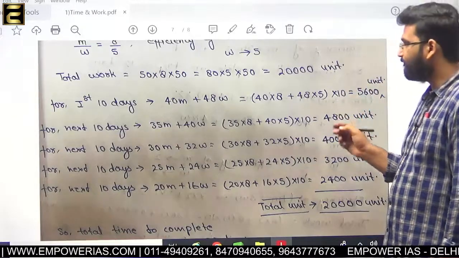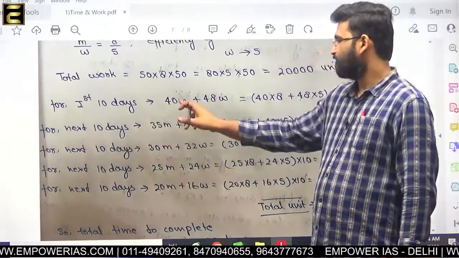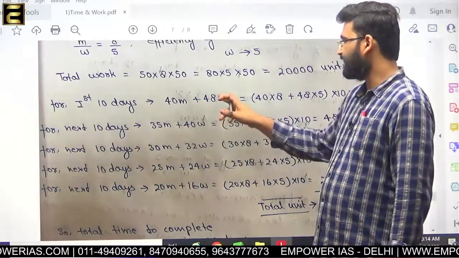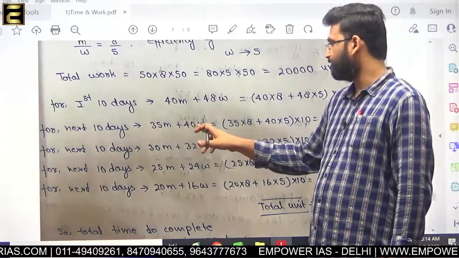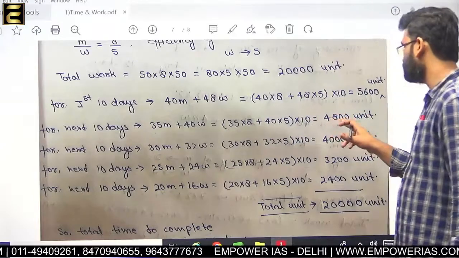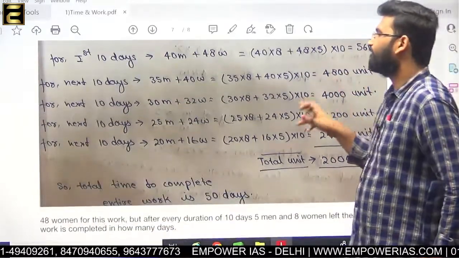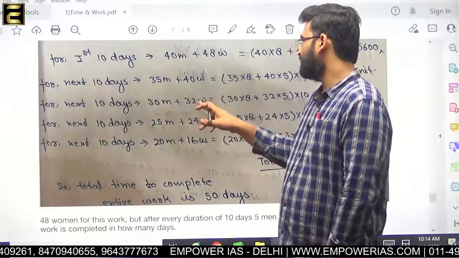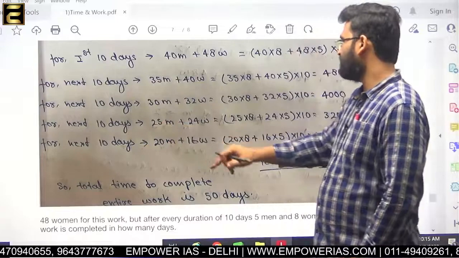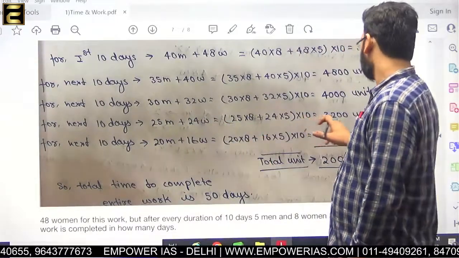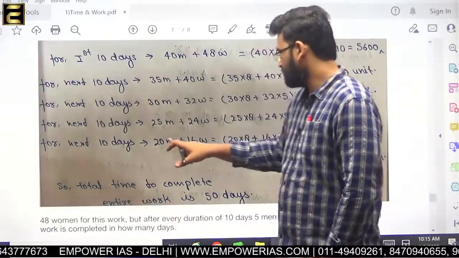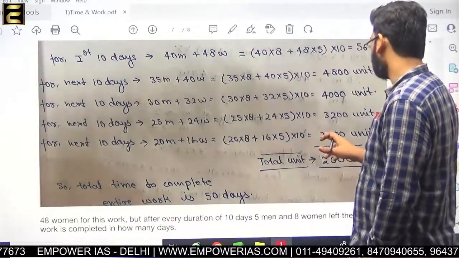Okay, फिर for the next 10 days 5 men left the job, so how many men are remaining? 35. 8 women left the job, so how many women are remaining? 40. Now again 35 into 8 plus 40 into 5 into 10 means 4800 unit. Again for the next 10 days 30 men and 32 women, total work done is 4000. For the next 10 days 25 men 24 women, that is 3200 unit. Next 10 days 20 men 16 women, that comes to be 2400 unit.